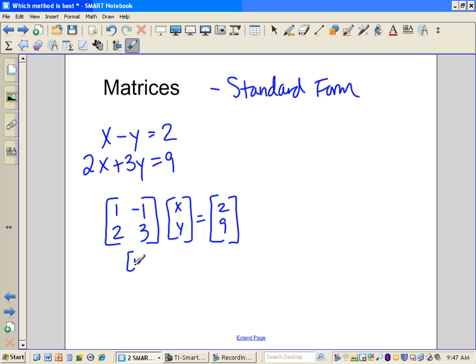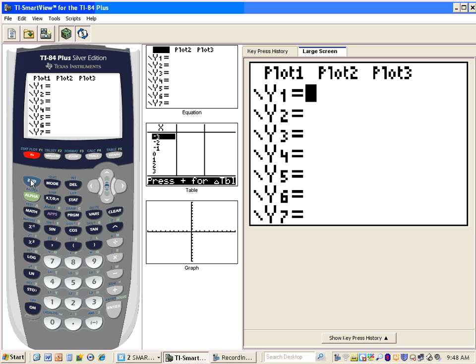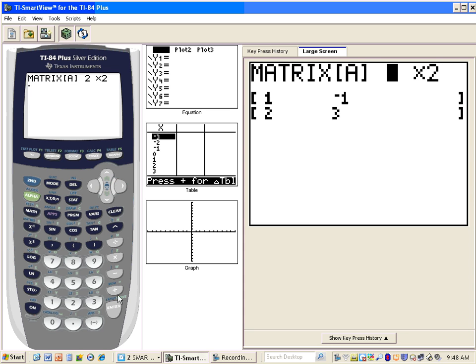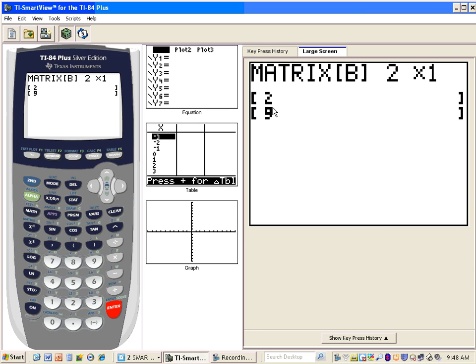And I'm going to plug this in for matrix A, I'm going to plug this in for matrix B, and then I'm going to pull in my calculator, matrix A to the negative 1 power times matrix B, and that's going to be equal to whatever x and y is, my solution. So I think I've actually plugged this into the calculator already. If we go to matrix A, let's just check that this was 1, negative 1, 2, 3, which is what we want. And I'll go back to matrix B, and that is 2 and 9.